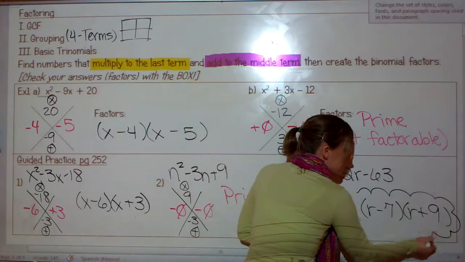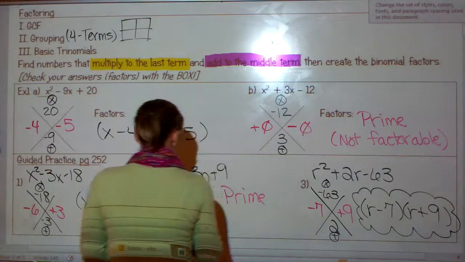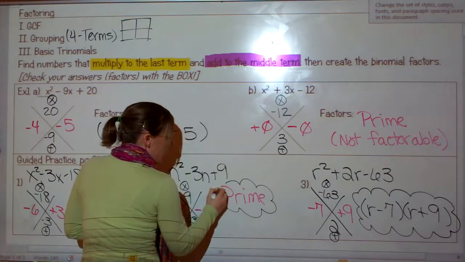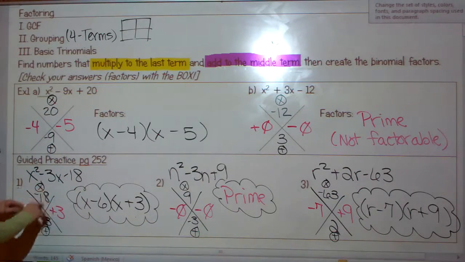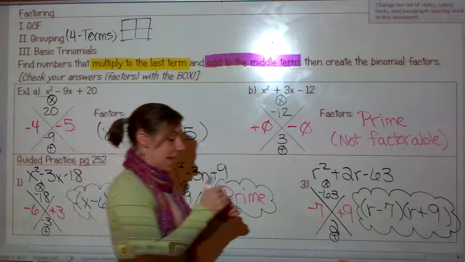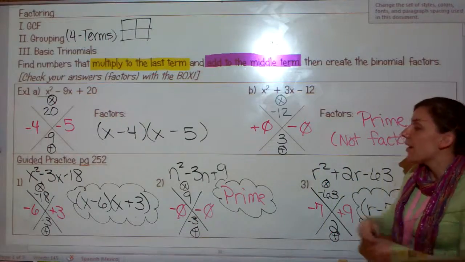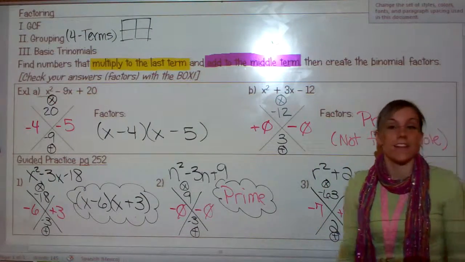So that is the basic factoring, where you just have to find the right pair of numbers for each scenario, multiplying and adding. And then we're going to talk about how we have to take it to the next step for the next type of factor.